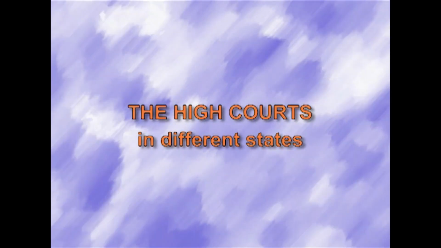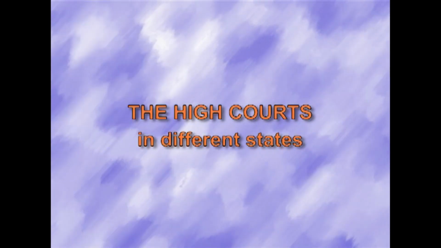Now I proceed to deal with the second section, that is High Courts in different states. As already stated, the High Court stands midway between the subordinate court and the apex court. Every state has a High Court. And it is further stated that there may be a common High Court for 2 or more states or union territories. Now, the composition, the strength, the appointments of the judges of the High Courts.